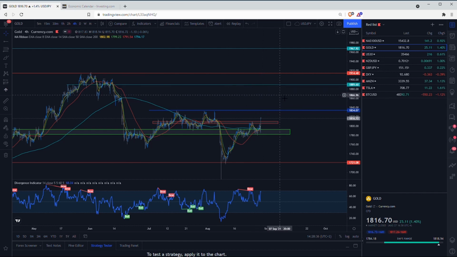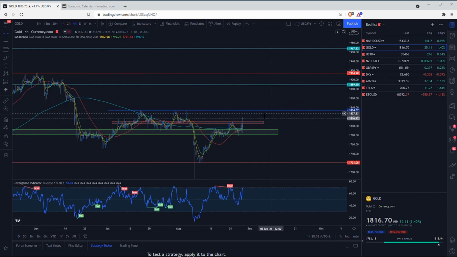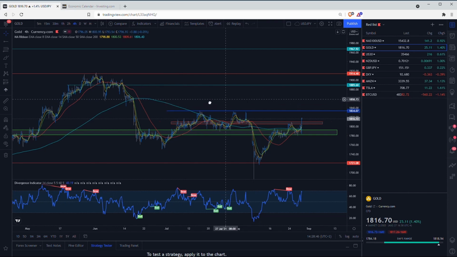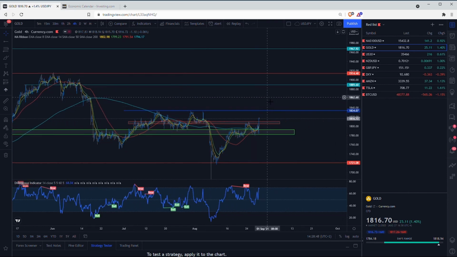So one thing I can probably see from here, we'll probably retrace once we get to this area here, this little blue line here. That's something you guys have to take note of, right? Once you're in and you clear and you see you retested that area, then you may move your stop.